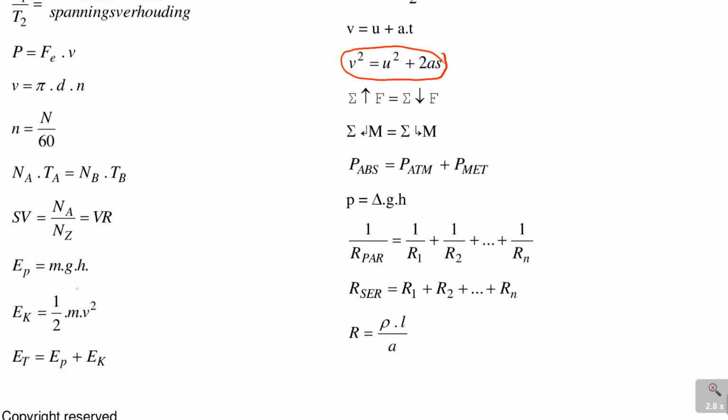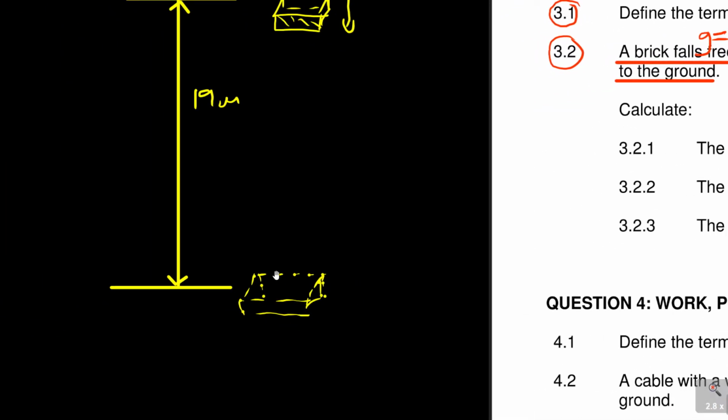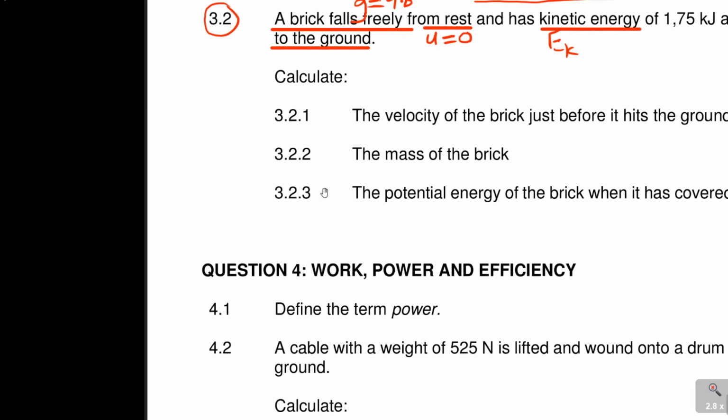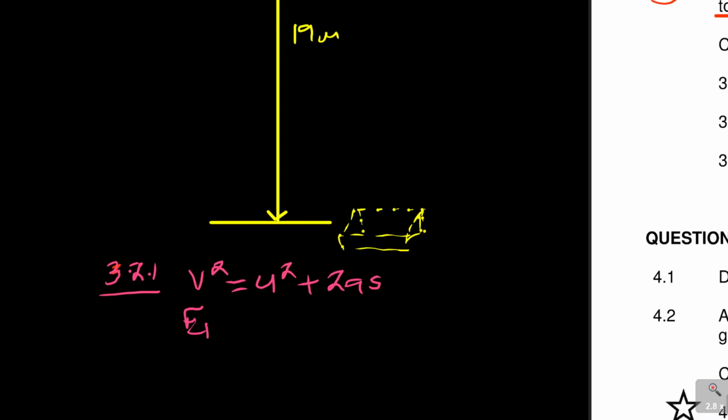The other formulas that are important are your potential energy and your kinetic energy. If we are to use that formula, V squared is equal to U squared plus 2AS. Are you with me? So this is question 3.2.1. Let's start there. We are saying V squared is equal to U squared plus 2AS. This is the best formula to use when they are saying calculate the velocity of the brick. Now there is also the formula for EK, kinetic energy.